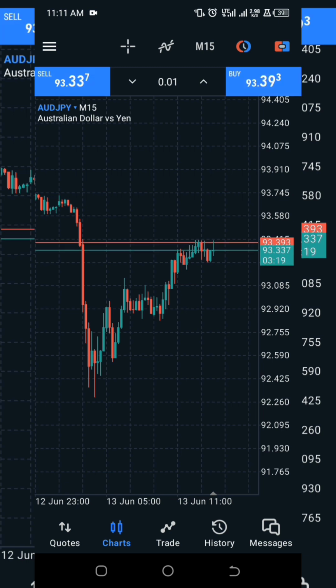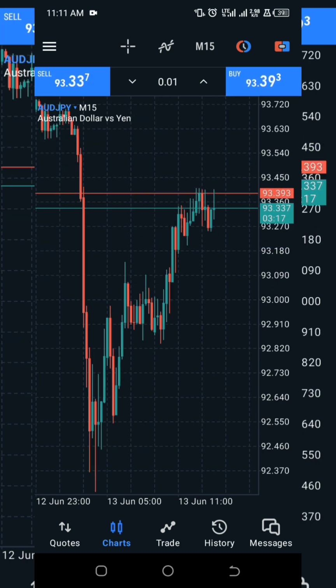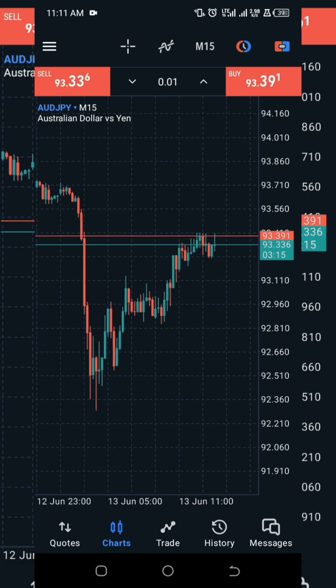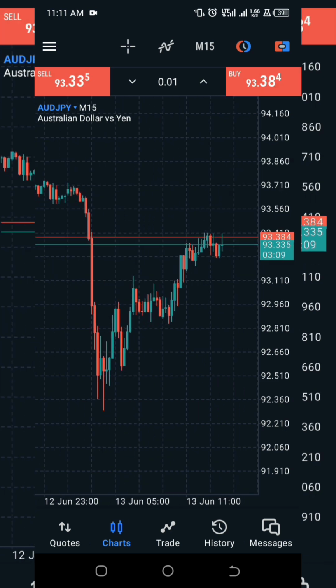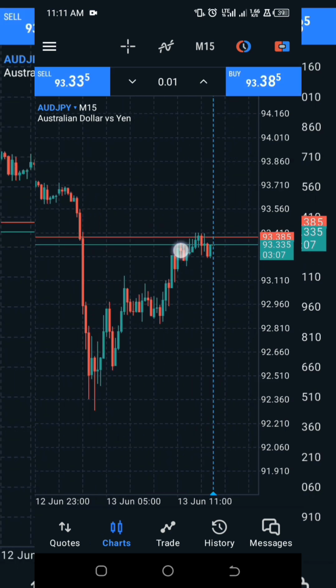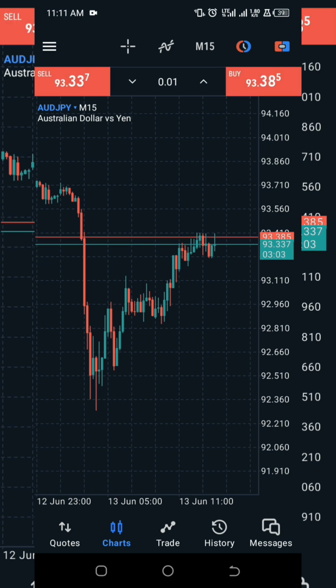Yes. So let's say I'm saying this will go up. Then I taught you in the previous video that the red line is the ask price and the green line is the bid price. You see, immediately I tap on buy, watch the red line carefully.